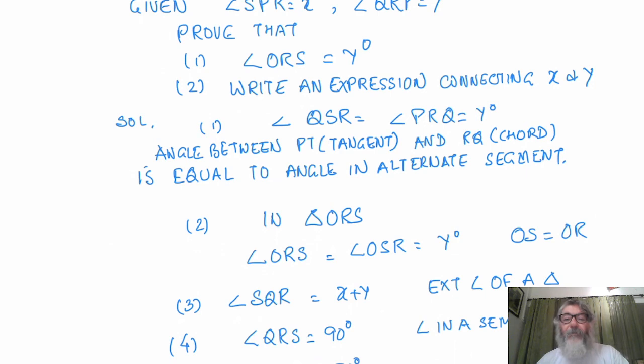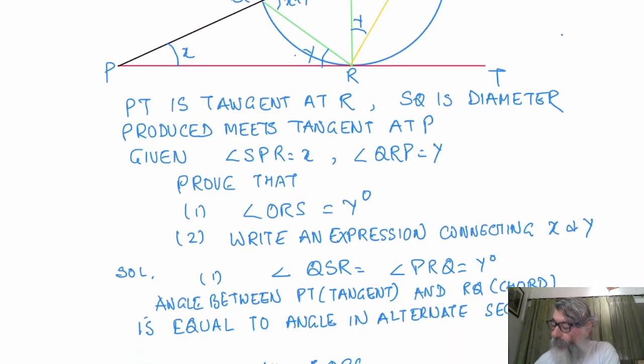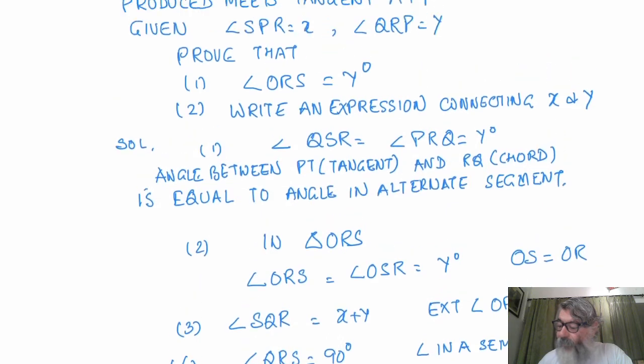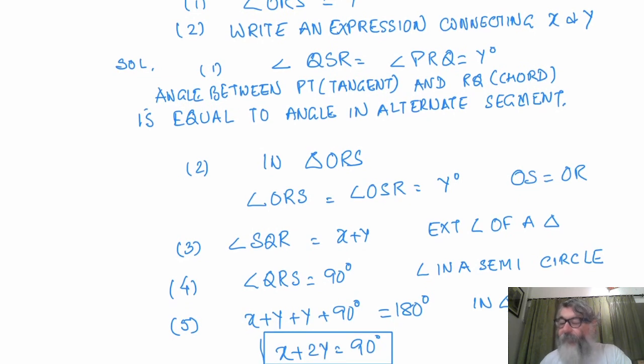The sum of the interior angles of a triangle is always equal to two right angles. This is in triangle QRS. So x plus 2y is equal to 90, and this is the relation showing how x and y are related. That is what he said, write an expression connecting x and y. So we have connected x and y with the relation x plus 2y is equal to 90.